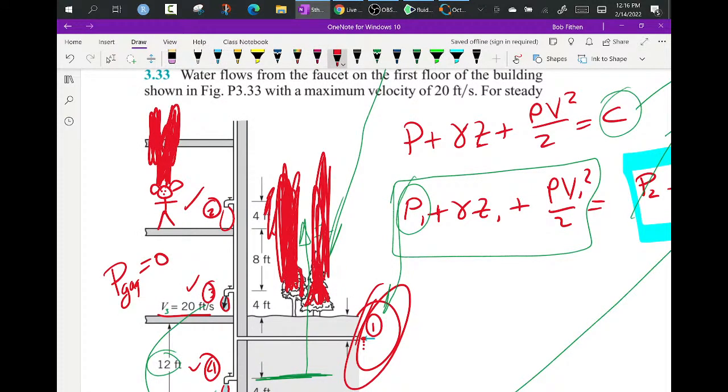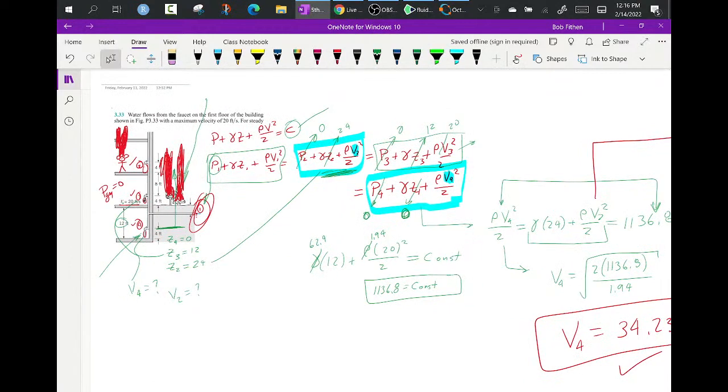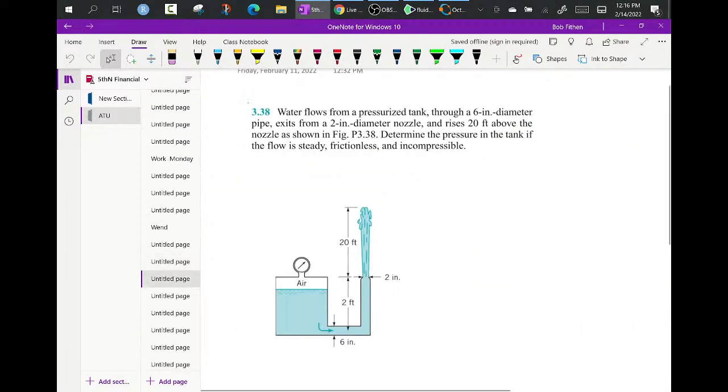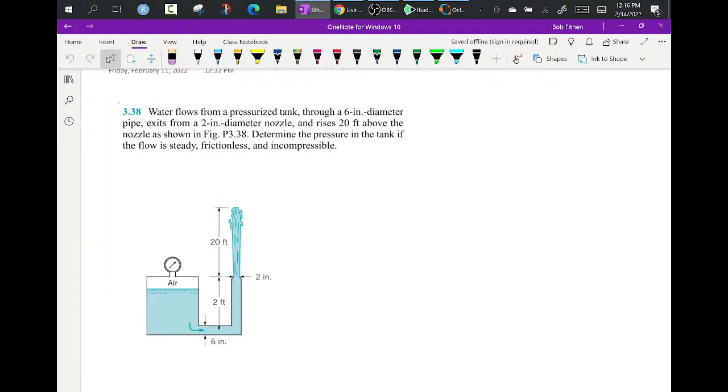Okay, so there you go. There's Bernoulli's equation. Let's go to the next problem. Here you go. Water from a pressurized tank through a 6-inch diameter pipe exits through a 2-inch diameter pipe at the top and rises 20 foot above the nozzle as shown. Determine the pressure of the tank if the flow is steady, frictionless, and incompressible. No losses.